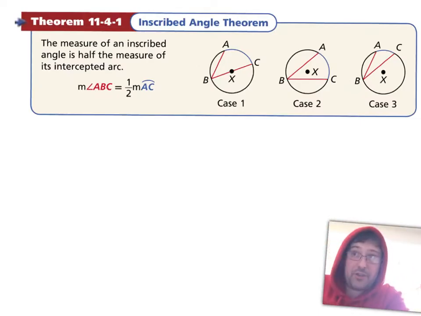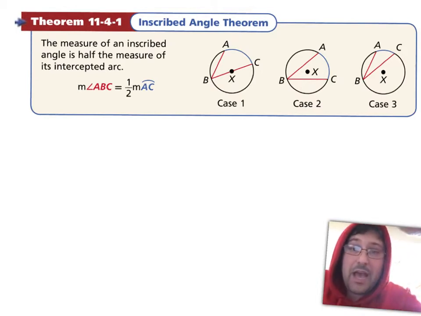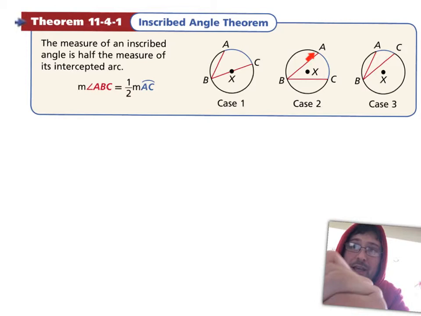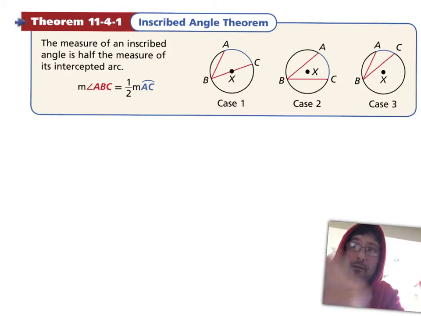So let's look at theorem 11.4.1. This is the inscribed angle theorem. Now before we talk about this, we're going to just look at all three different cases. As you can see, case 1 is where one of the chords goes through the center, which is the diameter. Here we have the center, which is between the two chords, and here we have the center, which is outside the two chords. All of them are inscribed angles because the vertex, which is point B, is on the circle.